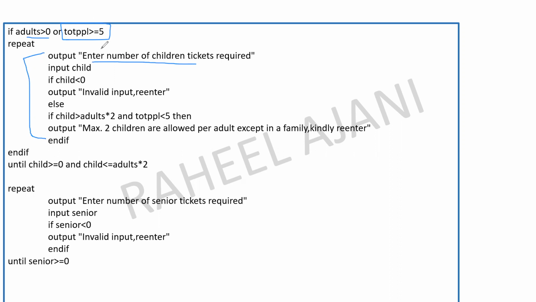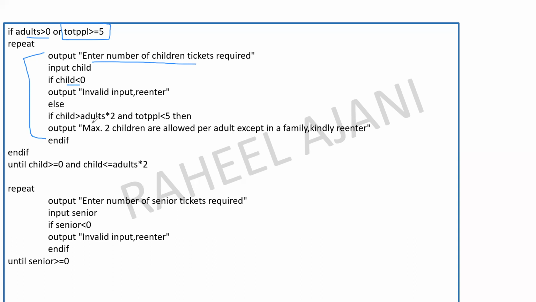So in that case, this will be allowed. Now, once we enter here, this part is the same, just like adults. I enter the number of children. If my input is less than 0, then it's an invalid entry, so it will give me an error.